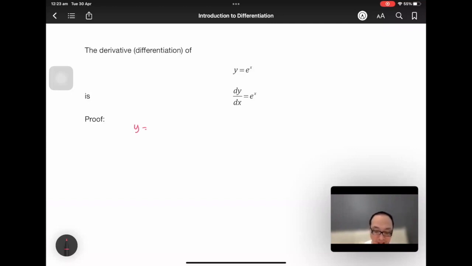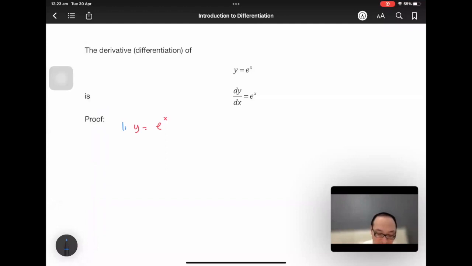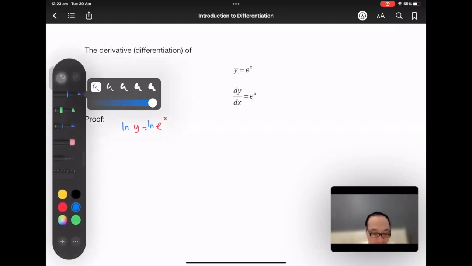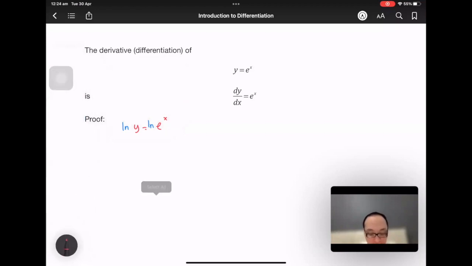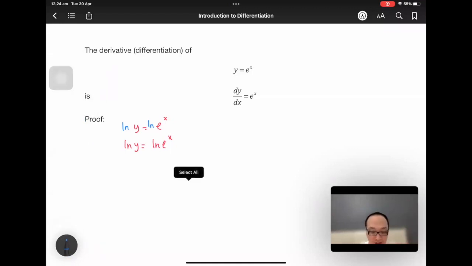So y equals e to the power of x, and I need the help of ln. So on both sides, I will take ln: ln y equals ln e to the power of x. And now on both sides, I will differentiate with respect to variable y.